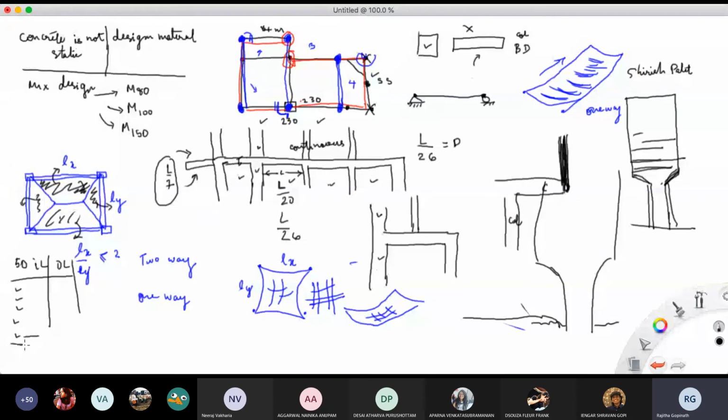Okay, you come up with, I don't know, like 55, 550, whatever, blah blah blah kilonewton per meter square. This is the total load that is acting on this slab.